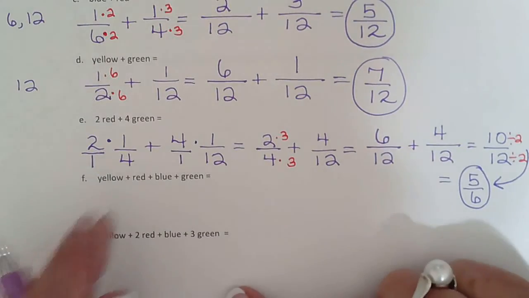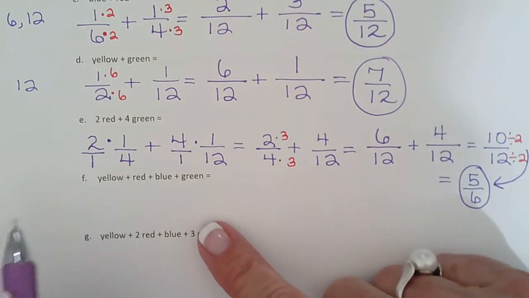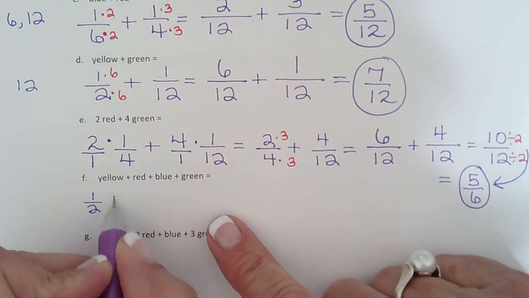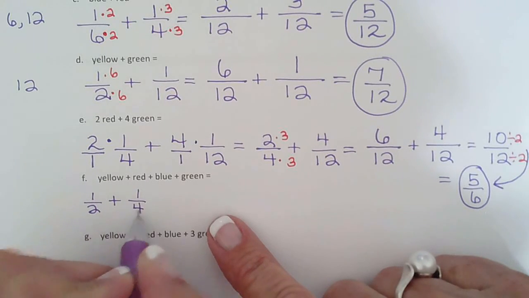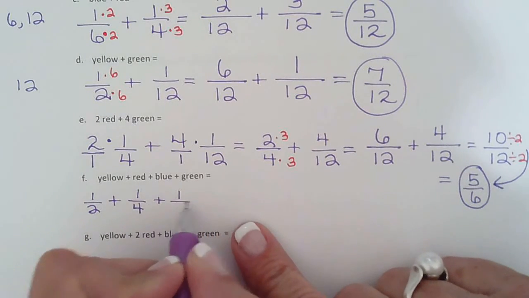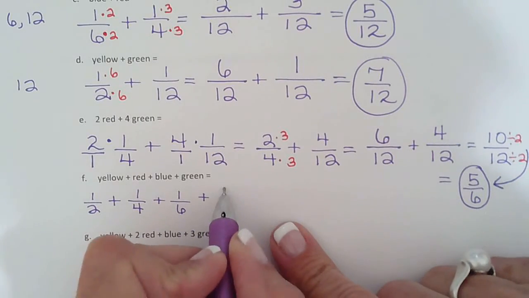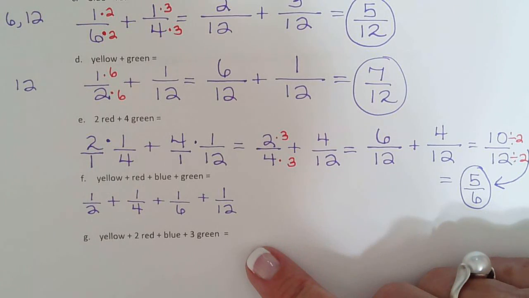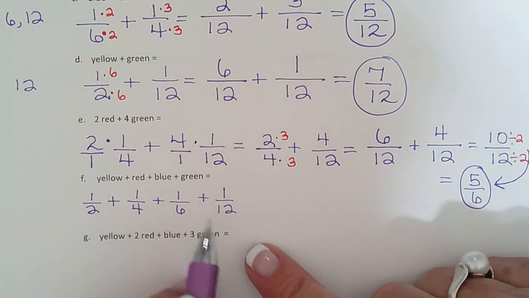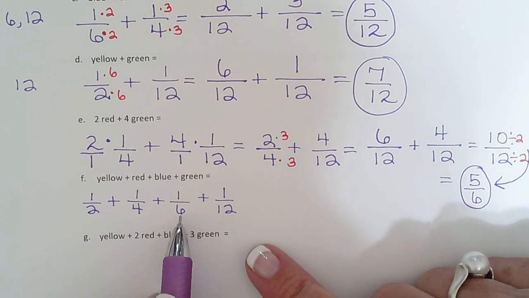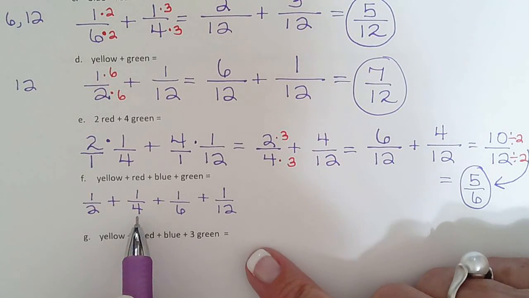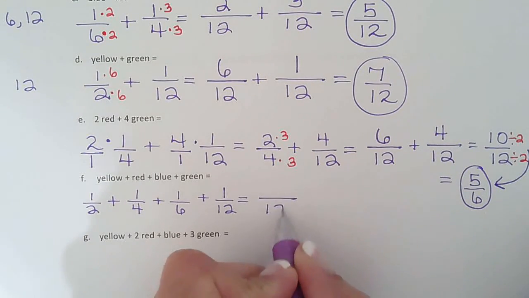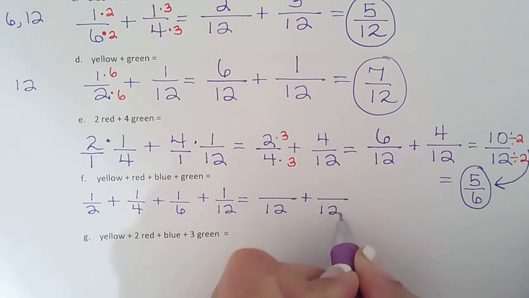Okay, we may just have time to write this one down, but that's okay. We can come back to it on the next video. So yellow is 1/2, red is 1/4, blue is 1/6, and a green is 1/12. So even when you have 4 fractions, the same rules apply for common denominators. Start with the larger number, 12. Does 6 go into 12? Yes. Does 4 go into 12? Yes. Does 2 go into 12? Yes. So let's write 4 fractions, all with denominators of 12.